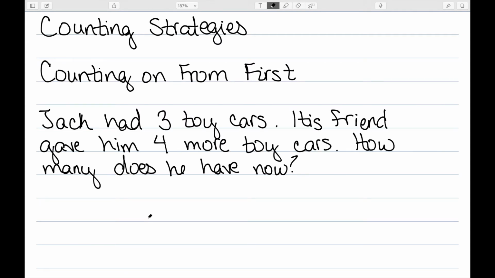Jack had 3 toy cars. His friend gave him 4 more toy cars. How many does he have now? With counting strategies, children recognize that we don't necessarily need physical objects to construct things. Instead, this is usually done with our fingers. So in order to represent fingers, I'm going to use little tally marks.